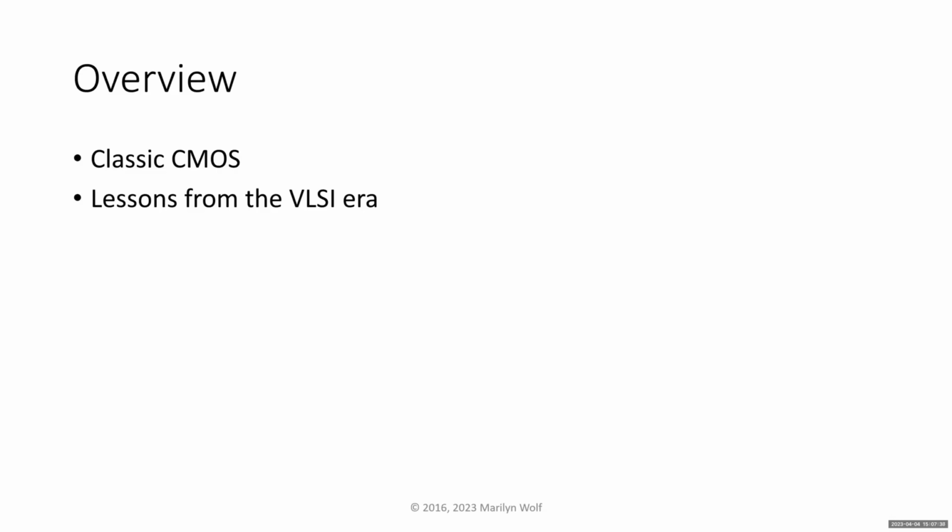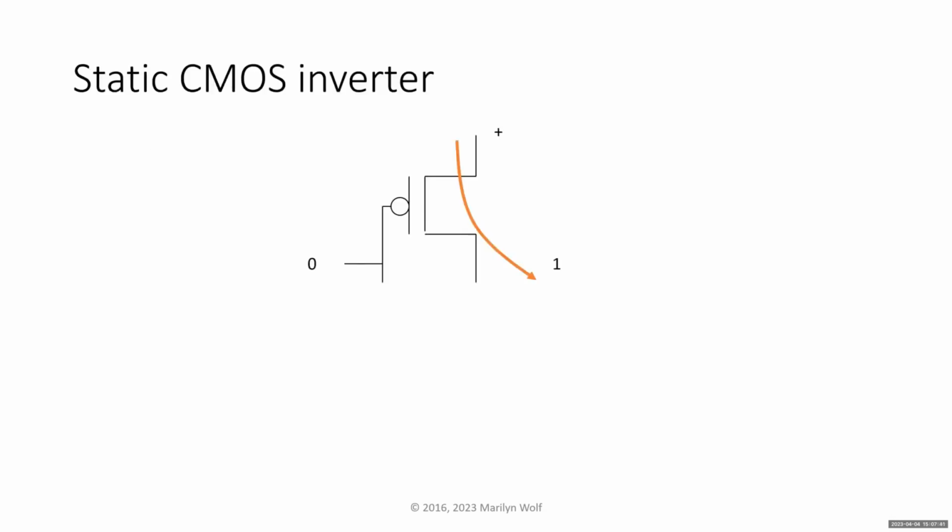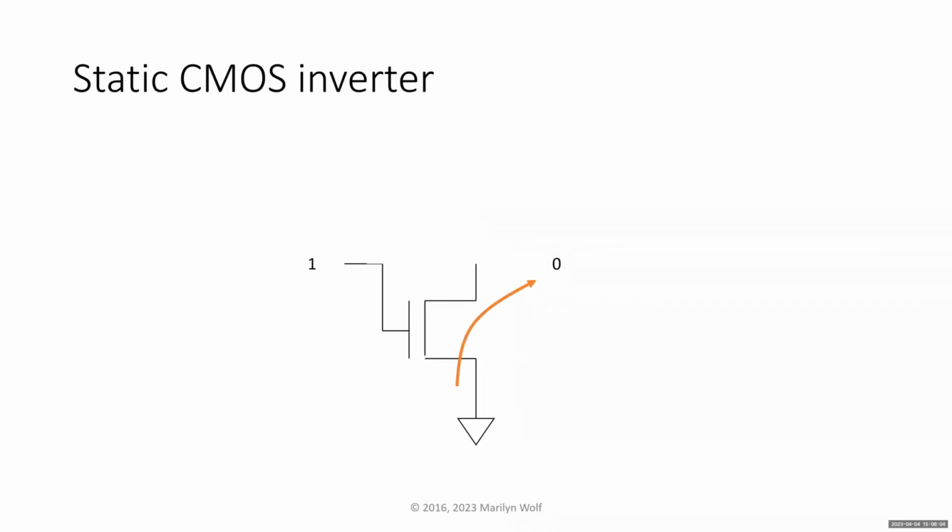Okay, so let's remind ourselves how a static CMOS inverter works. When the input is 0, we have a pull-up transistor, which is a p-type transistor, which is on, and that connects the output to the plus power supply. And then when we set the input to 1, that pull-up transistor comes off, and the pull-down transistor, which is an N-type, comes on, and we connect the output to the negative power supply or ground.